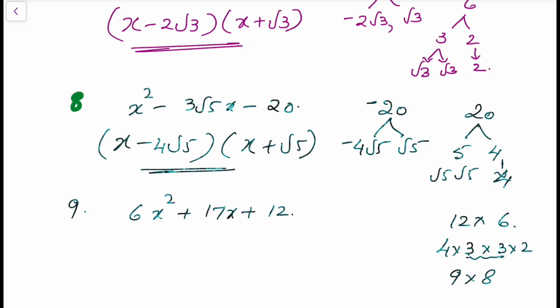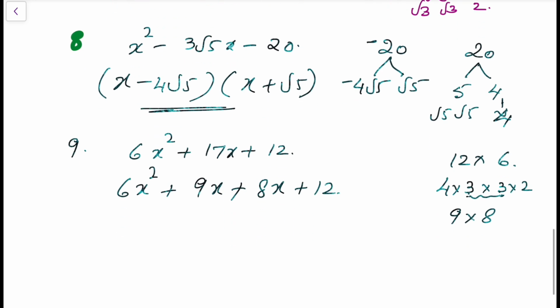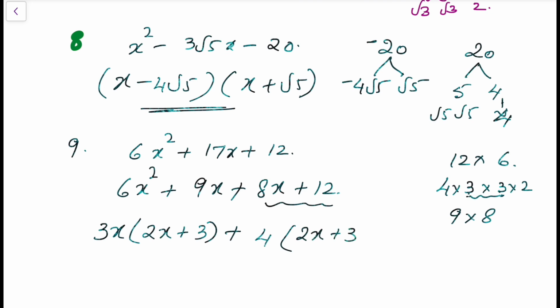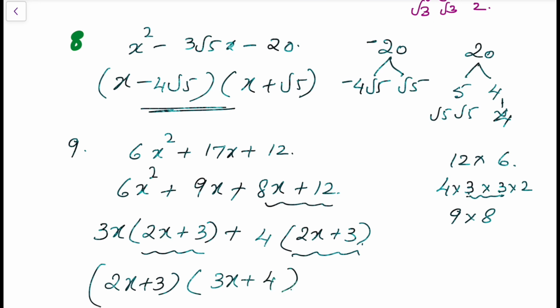So, we will write this as 6x squared plus 9x plus 8x plus 12. Now, take the common factor from the first two. So, it is 3x, 2x plus 3 plus, in these two you take the common factor, that is 4, 4 into 2x plus 3. So, you will get this 2x plus 3 and 2x plus 3 are common, you take it out, you will get 3x plus 4.